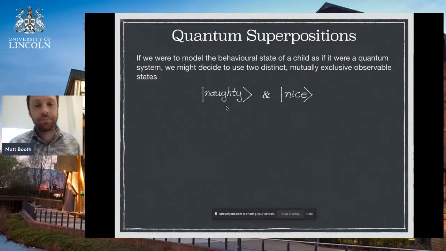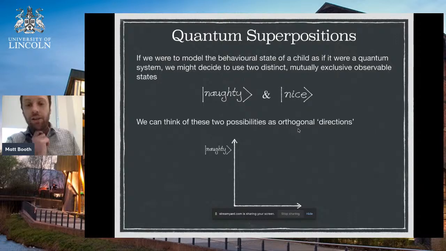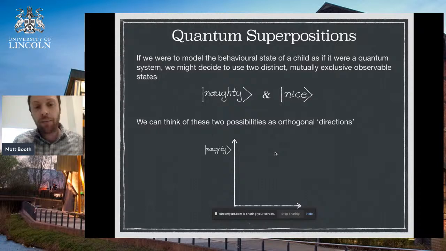So we can think about these 2 possibilities as orthogonal directions. So this word orthogonal means at right angles. So they're kind of independent directions. So one direction here, I've chosen the vertical direction is naughty, and the horizontal direction is nice. So don't worry about this line and this arrow. This is just some notation we tend to use in quantum physics. So this is the naughty direction and this is the nice direction. And we can describe an actual child as being some sort of combination of the two.